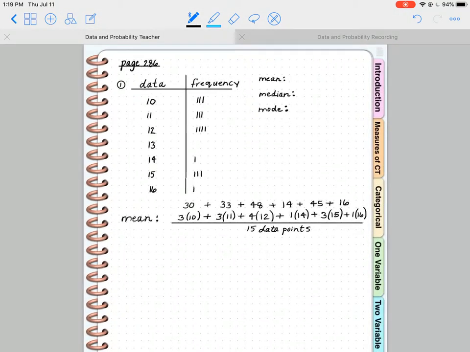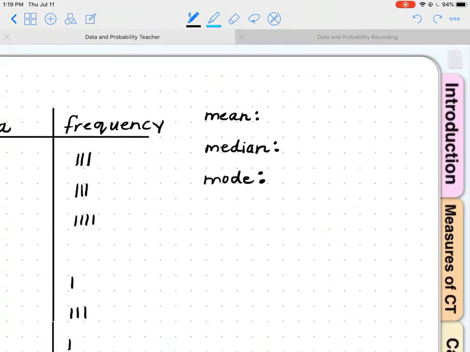So up here, I'm going to add up these numbers on my calculator. So 30 plus 33 plus 48 plus 14 plus 45 plus 16 equals, and I'm coming up with 186. And I'm just going to bring that right up here. So we have 186 divided by 15. So the mean is 12.4.